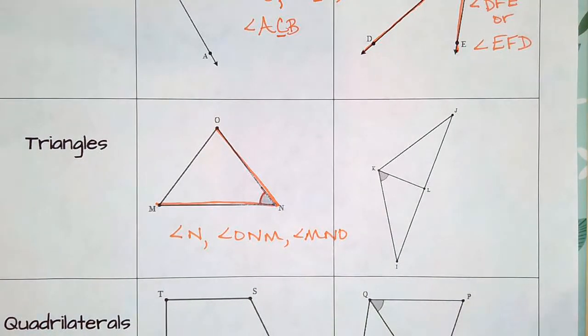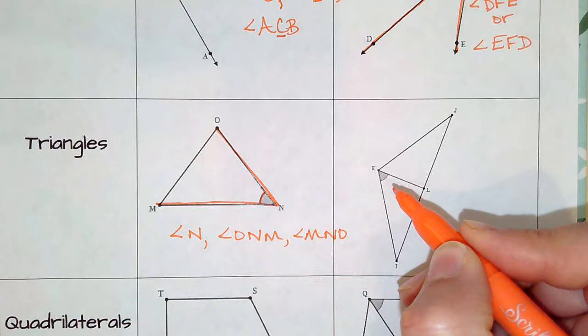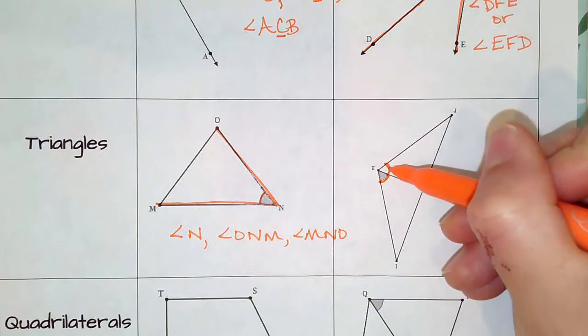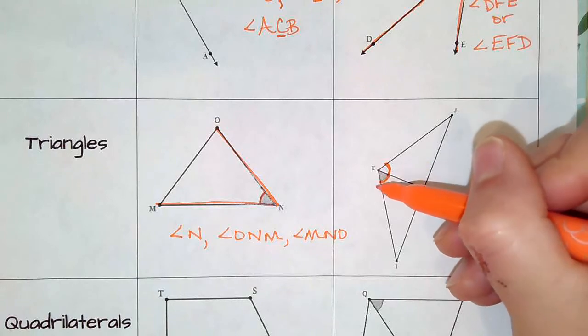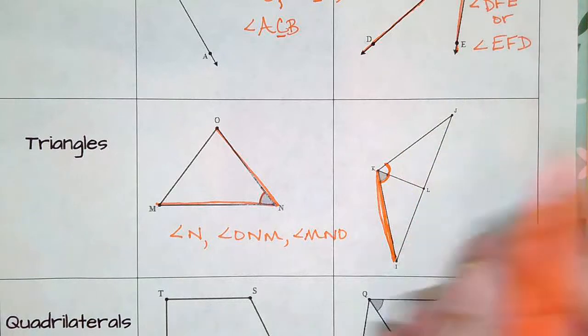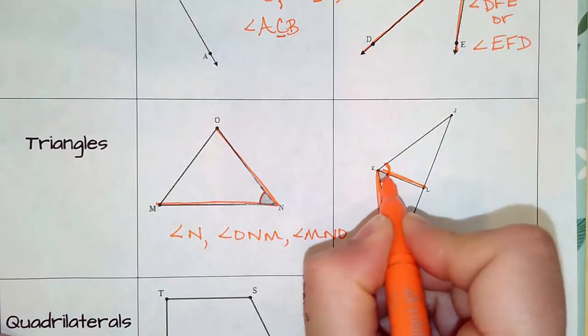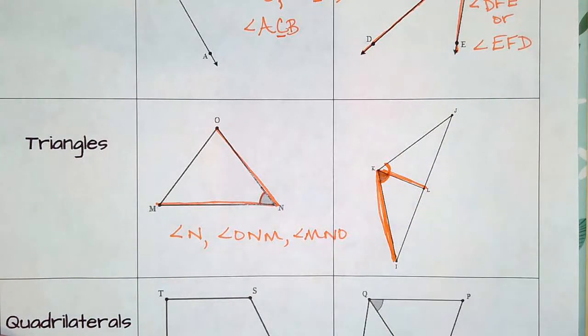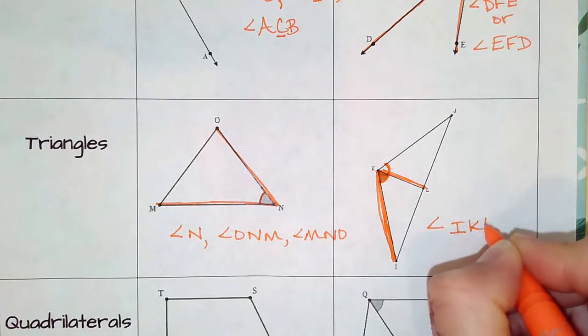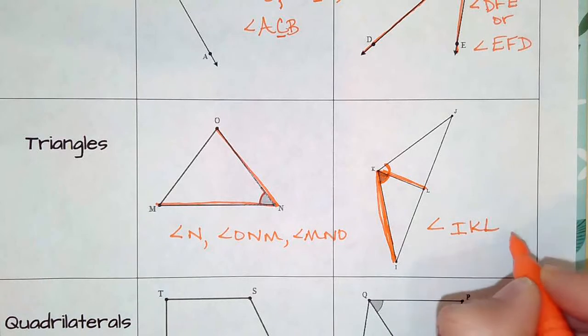All right, and then this other triangle, again, I cannot call this angle K because there's an angle here and an opening here. So K is not enough info. I specifically want the shaded angle right here. So I would have to call this angle IKL or LKI.